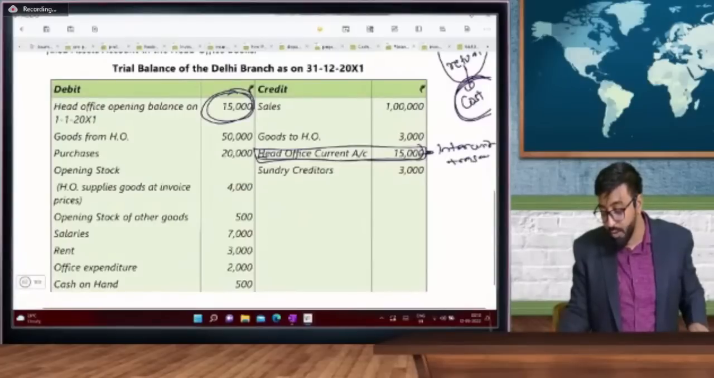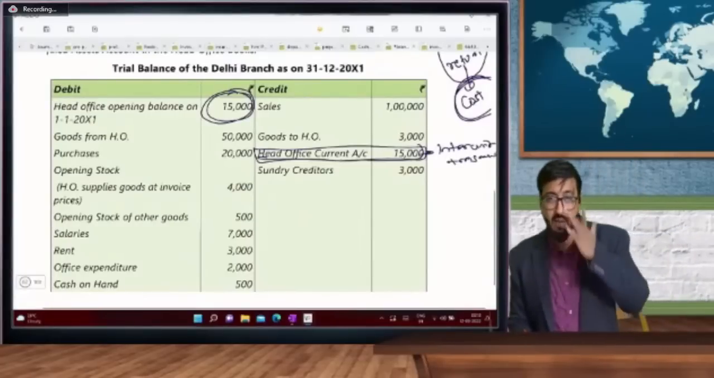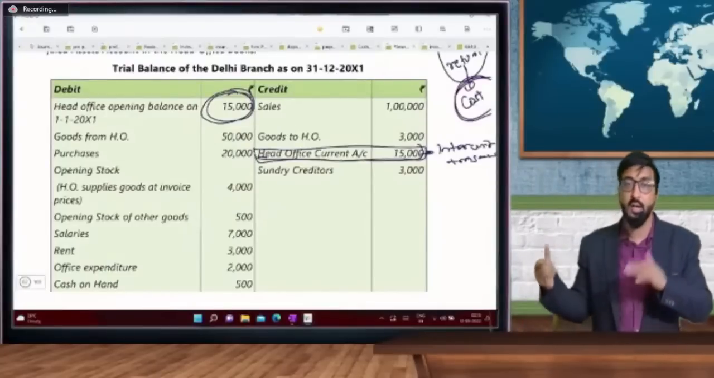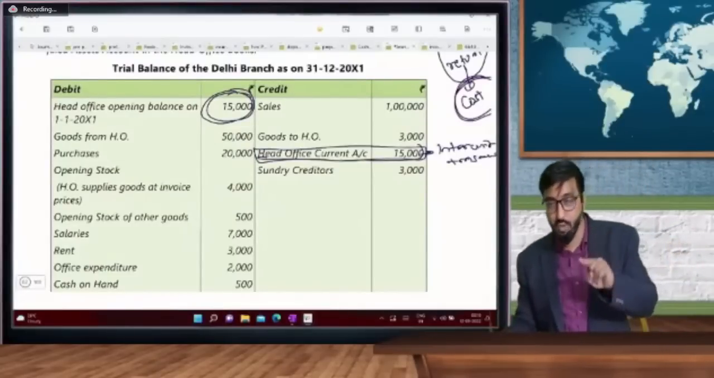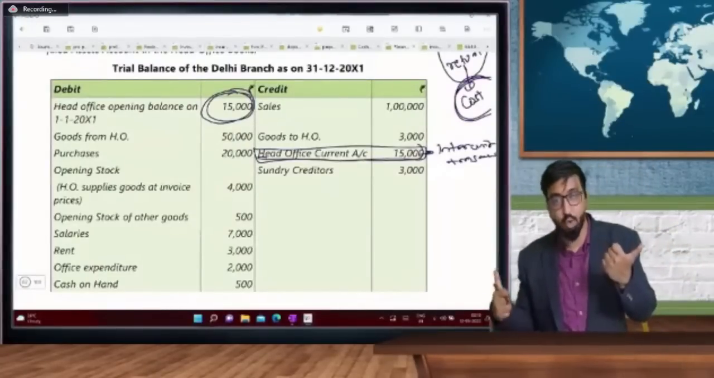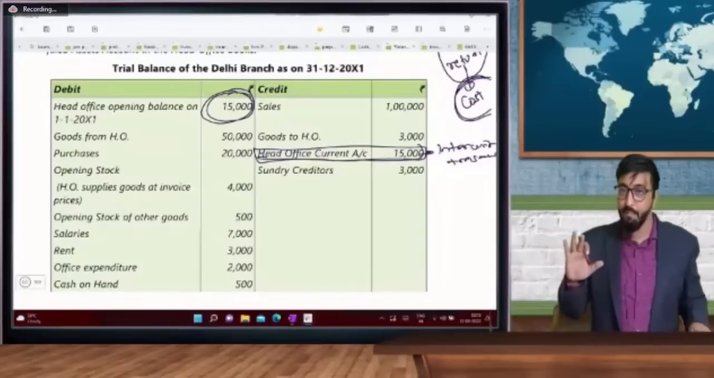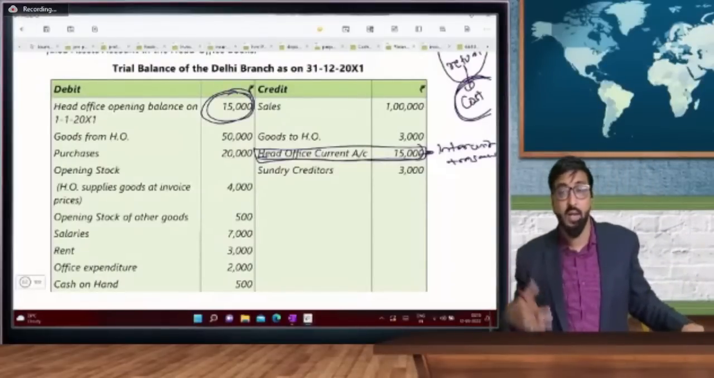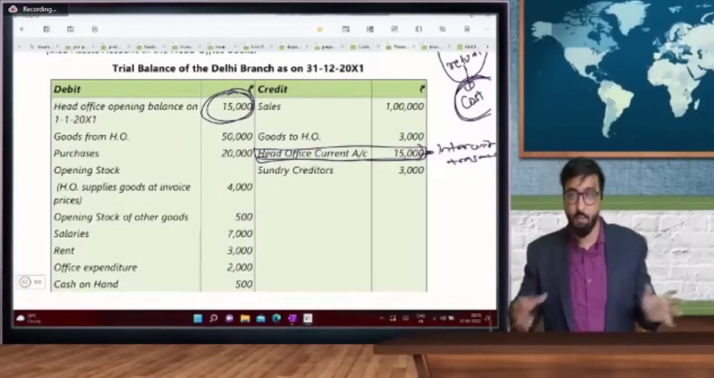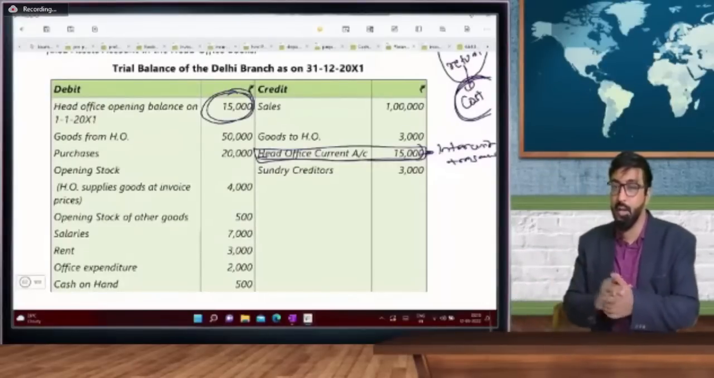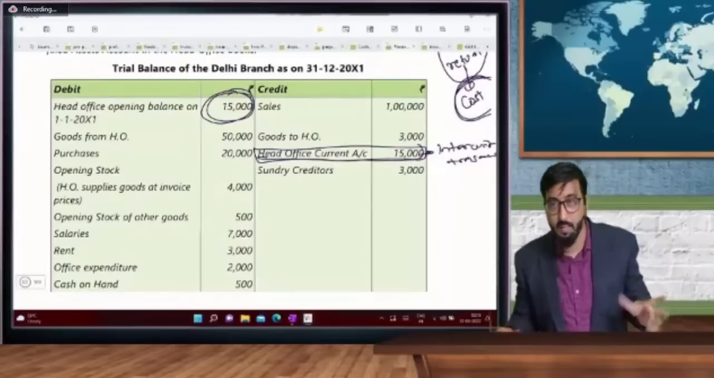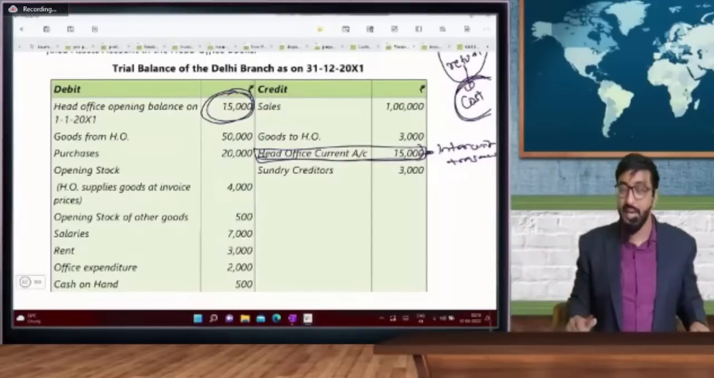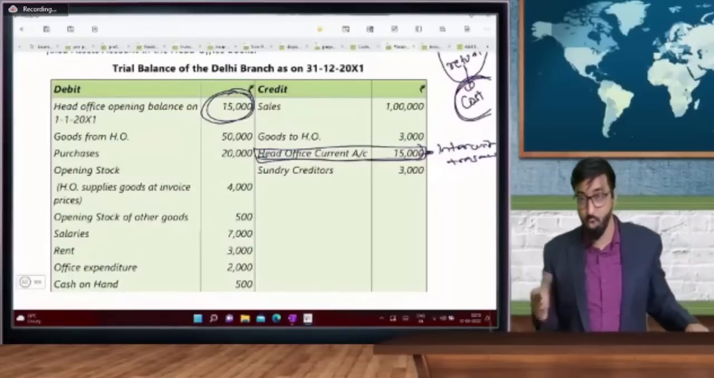Now I'm not going to explain all these concepts in detail. It is not possible that I will explain each and everything. What is the HO current account and HO opening balance? There is a logic for both, but you think about it. It would be a lengthy process. In my regular batches, I take this chapter for 8 to 10 days and explain in great detail, but now we have to finish it within 4 days. From an exam point of view, it is not important, but from a logical point of view, it is important.